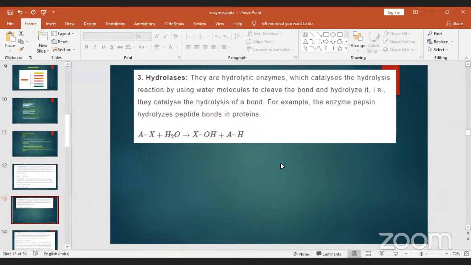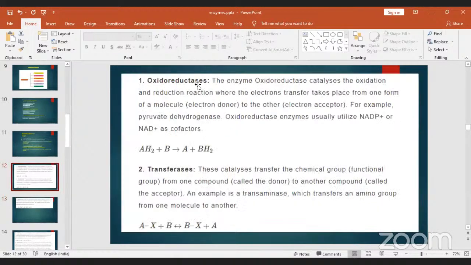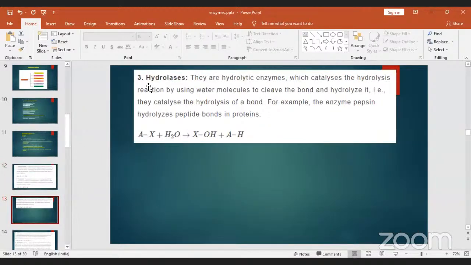Next, the first case oxidoreductases, the second one transferases, and the third one hydrolases. These hydrolases are a group of enzymes involved in the cleavage of bonds by the addition of water. They are hydrolytic enzymes which catalyze the hydrolysis reaction by using water molecules to cleave the bond and hydrolyze it. That is the clear definition of hydrolases.